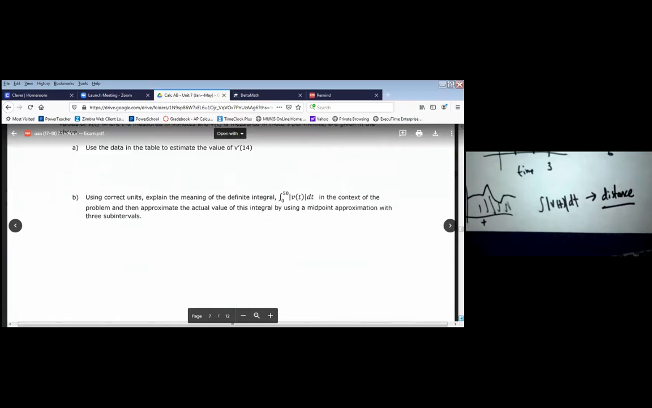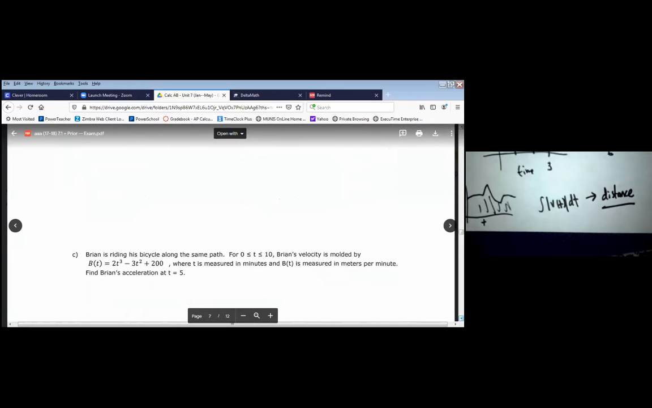All right, part C. Don't know who Brian is because this problem talked about Jeff. They will just throw things at you in these problems. So somebody named Brian is riding his bike along the same path for 0 to t to 10. Brian's velocity is modeled by such and such. Find Brian's acceleration at 5. How do we find Brian's acceleration at 5? Somebody tell me the plan. Take the derivative. Yeah, because we have velocity, so I would just take a derivative and plug in 5. Bingo.